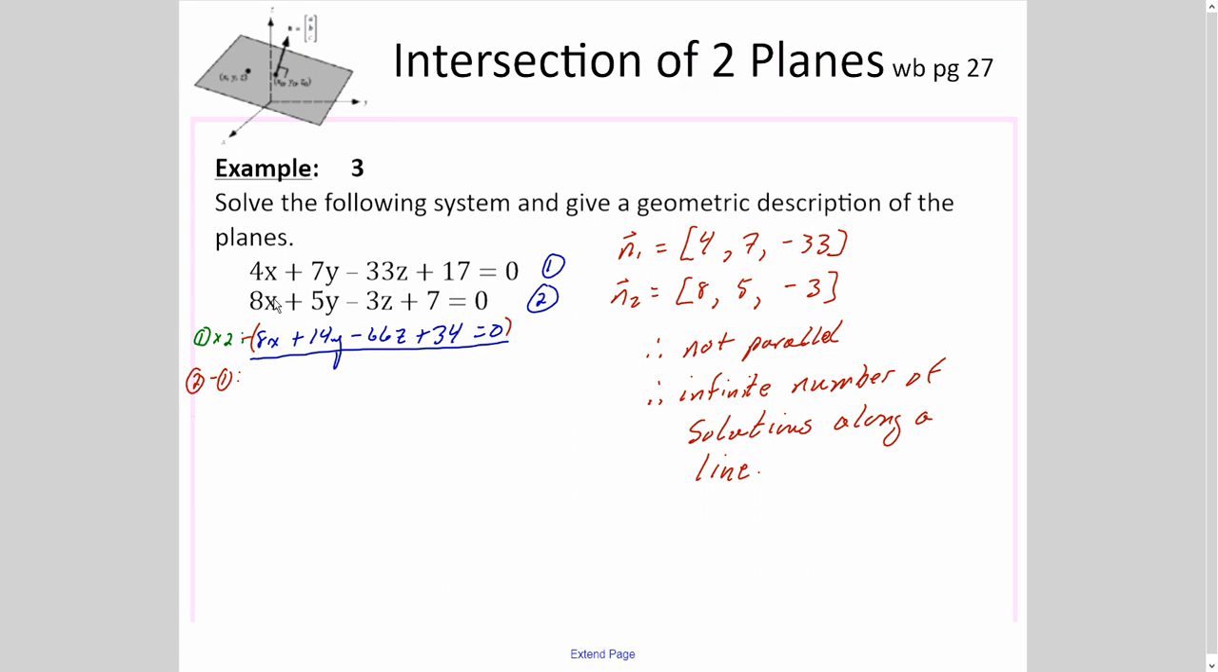So 8x minus 8x, that's going to give me 0, which is what I wanted. And then 5y subtract 14y, that's going to give me negative 9y. Negative 3z subtract negative 66z, so it's going to be negative 3 plus 66, so I'm going to end up with plus 63z. And then 7 subtract 34, that's going to leave me with negative 27.